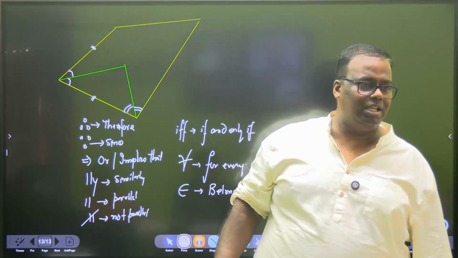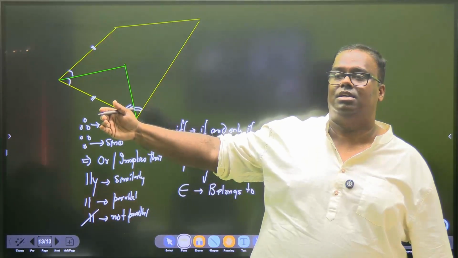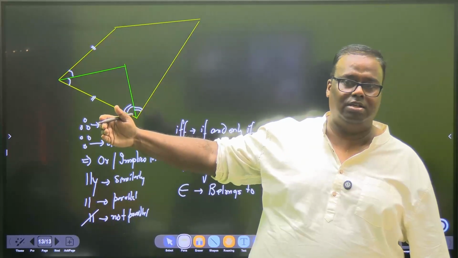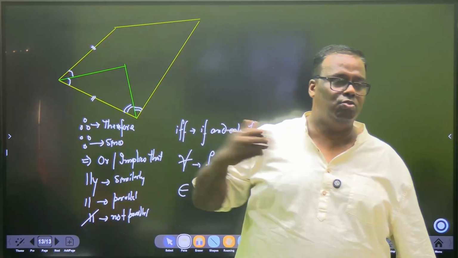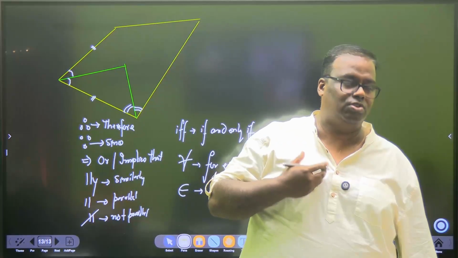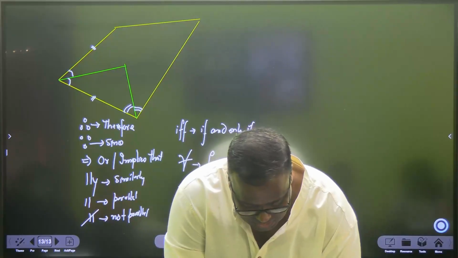15x is 90, so x value is 6. So if he is 6, then you become 14 times of 6. So you are 84. Clear? So how do you decode? So these are very easy things.